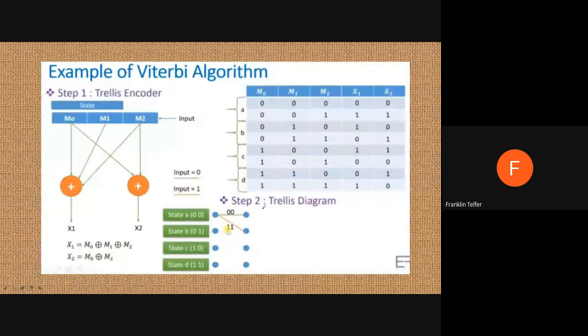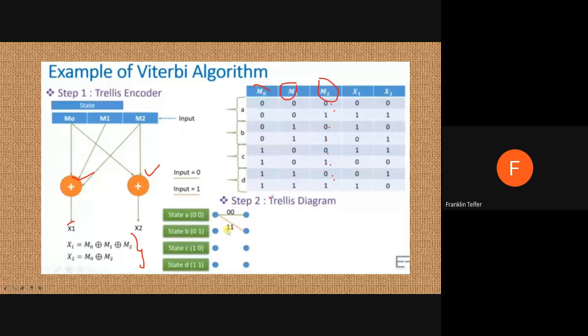So as an example, let us take step one, the trellis encoder. M0, M1 input. Let us take three shift registers. We have the encoder with two adders. We got two sequences, x1 and x2. These are what we have seen. M0 and M1 are the shift registers, M2 is the received message input, 0 1 0 1 0 1 0 1. With respect to different message sequences, what is your M0 and M1 shifting?